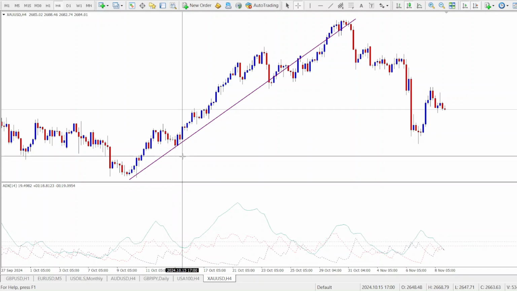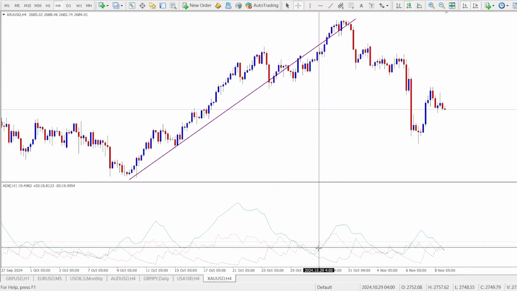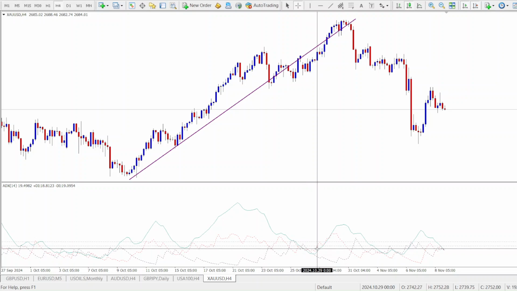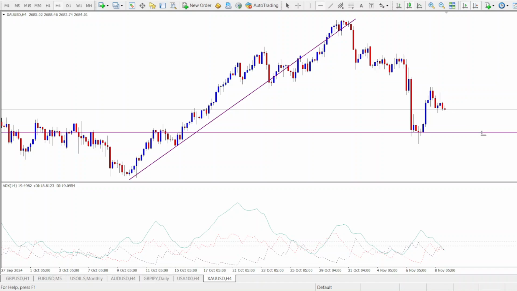Okay, and then when the ADX began to see a significant drop right after here, when it dropped here, we had a pullback, right? And you can see when it dropped here again, we had another pullback. And then when it now dropped significantly below the 25, we eventually had a reversal. All right, as we can see here, we eventually had a reversal.